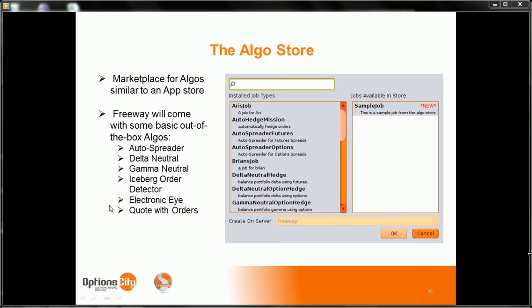And the last thing before I kick things back over to Ambaj is, I mentioned earlier, our Algo Store, an app store where a programmer can upload a trading strategy into Freeway and distribute it to others for sale. It's also a way that we distribute some of our sample jobs that we've built. You can see some of the examples of an auto spreader, some portfolio hedging things that we've built that we can distribute. Not only see the code, but have something to build off of. And early feedback is that other providers don't really offer that sort of thing.